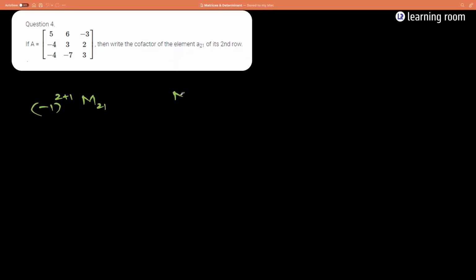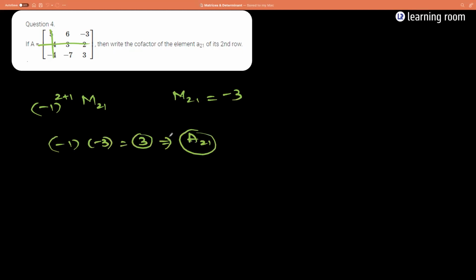So what is m21? Second row, first column. If you ignore this, then you will get 18 minus 21. So 18 minus 21 is minus 3. So minus 1 into minus 3 is going to be plus 3. So this is going to be the cofactor A21.